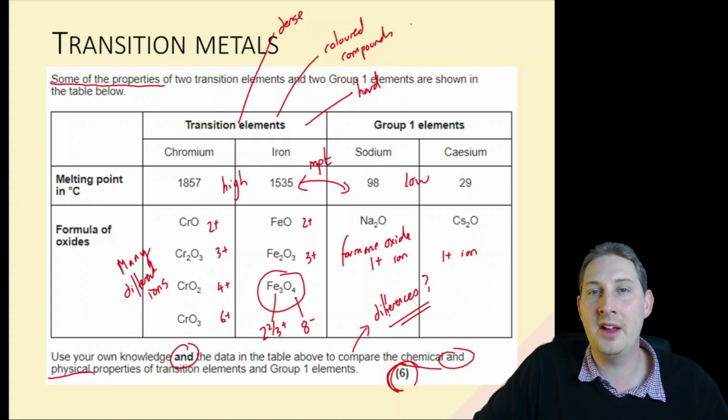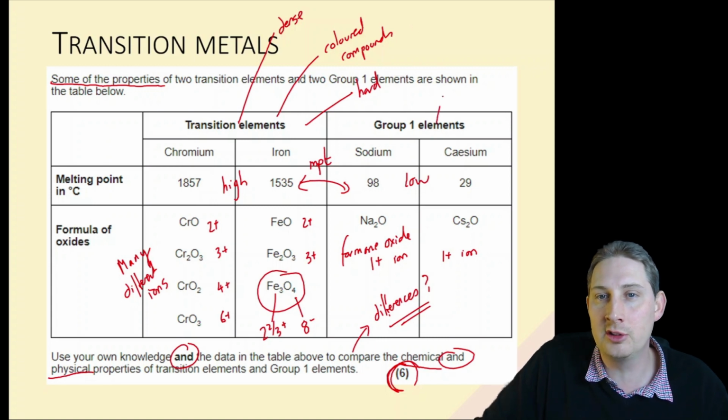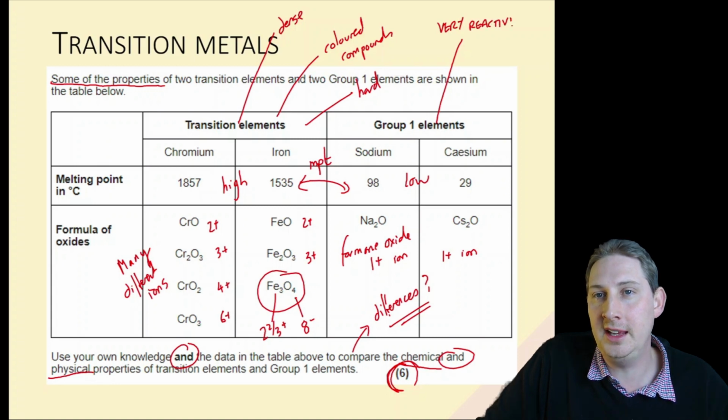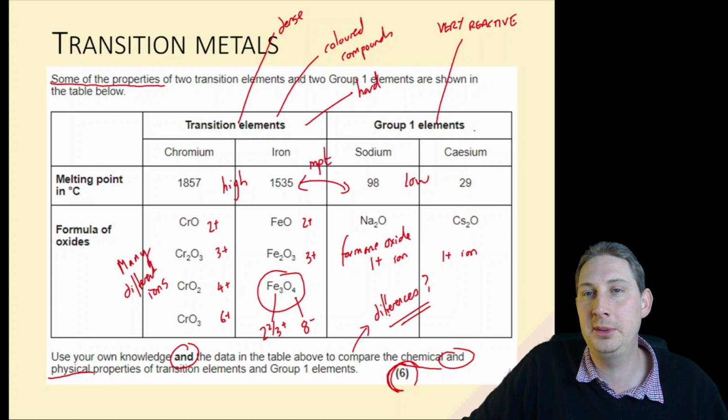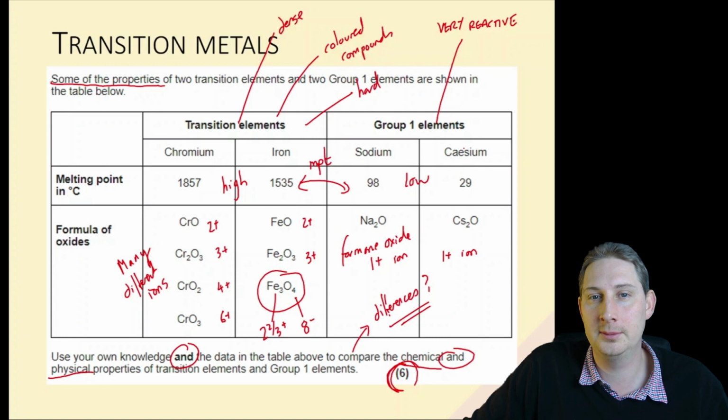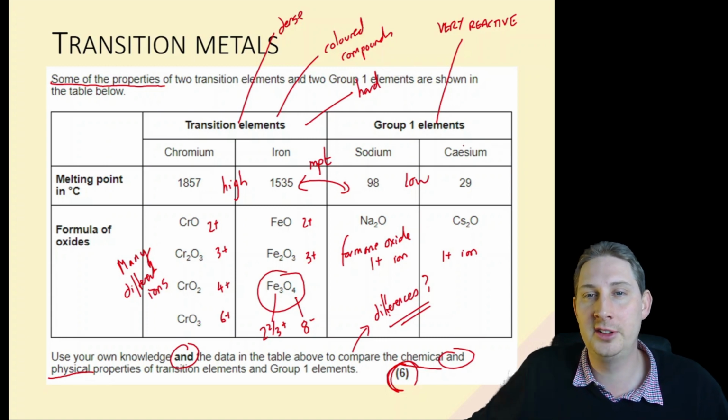Well, what do I know about the chemistry of these things? Well, I know that group 1 elements are very reactive. Think about cesium, sodium, potassium, lithium with water, very reactive. Think about iron and copper and zinc with water, far, far less reactive. So that's almost certainly covered 5 or 6 marks. So let's have a look.